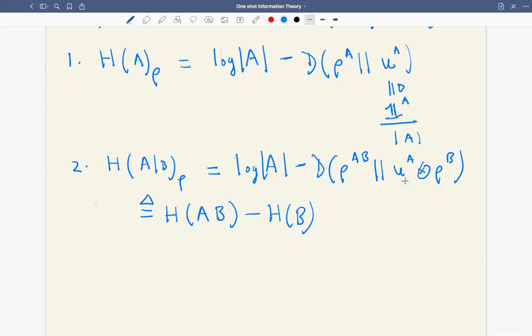So really the exercise is to prove this. Now, of course, if B is the one-dimensional system, H of B will always be 0. And then AB is A. So all I'm showing is H of A given B is A.